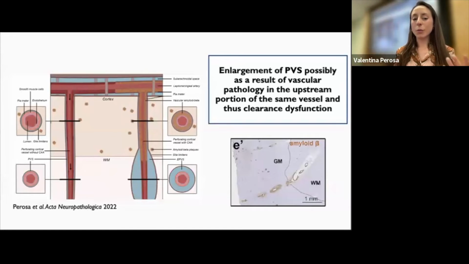So in other words, we think that the PVS enlargement is possibly a result of a blockage in clearance that occurs in the upstream portion of the same vessel. The study is a little bit more complex than that, but I don't have time to go into the details, but there are multiple aspects within the study that pointed in that direction. And therefore, we decided to look at enlarged perivascular spaces also in the medial temporal lobe.